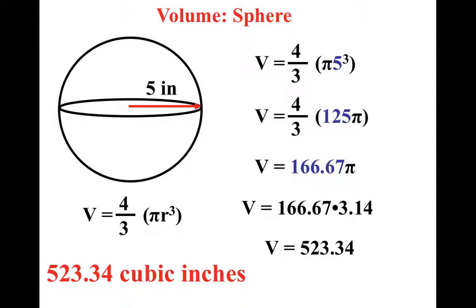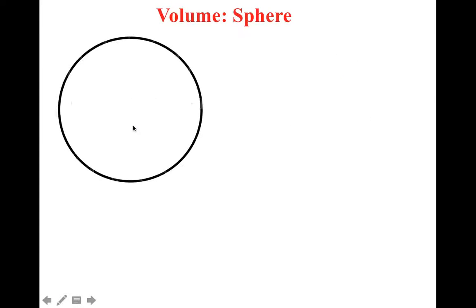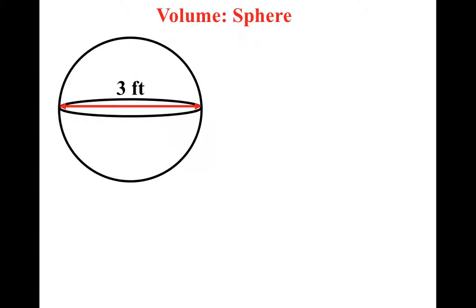So what's my answer? 523.34 cubic inches. Kind of amazing, isn't it? A radius of 5 has 523 cubic inches of volume. Small numbers turning big.